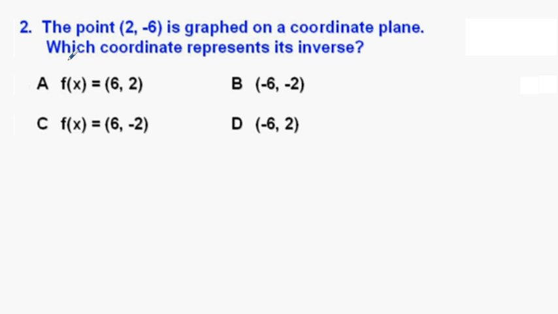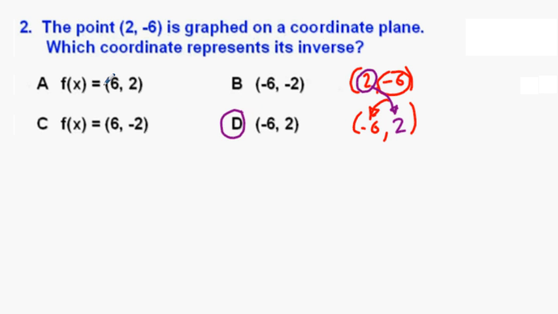Next, the point 2 comma negative 6 is graphed on a coordinate plane. Which coordinate represents its inverse? Well, basically what you have for an inverse function is x's become y's and y's become x's. So really, to make an inverse out of this, we take this negative 6, which is the y value, and its inverse becomes the x value, negative 6. And then conversely, this x value of 2 becomes the y value, and its inverse is 2. So x's and y's are switched, and therefore your correct answer is D. Should have been pretty easy.